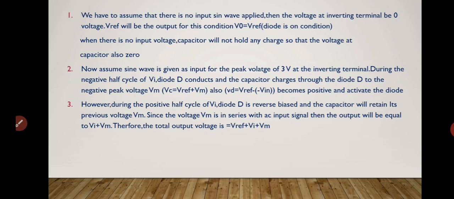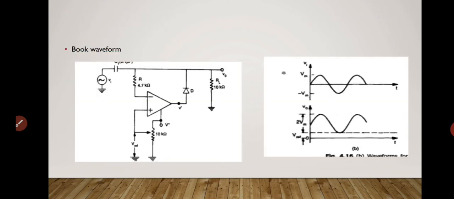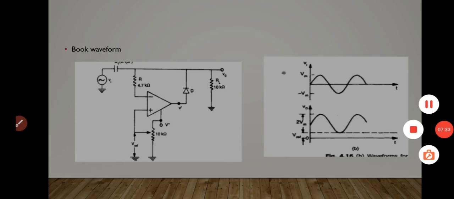Second, we assume a sine wave is given as input with a peak voltage of 3 volts at the inverting terminal. For the sake of simplicity, I take the negative half cycle of Vi, and the diode will conduct and charge the capacitor through the diode to the negative peak voltage, up to Vm. How it conducts, I can elaborate.